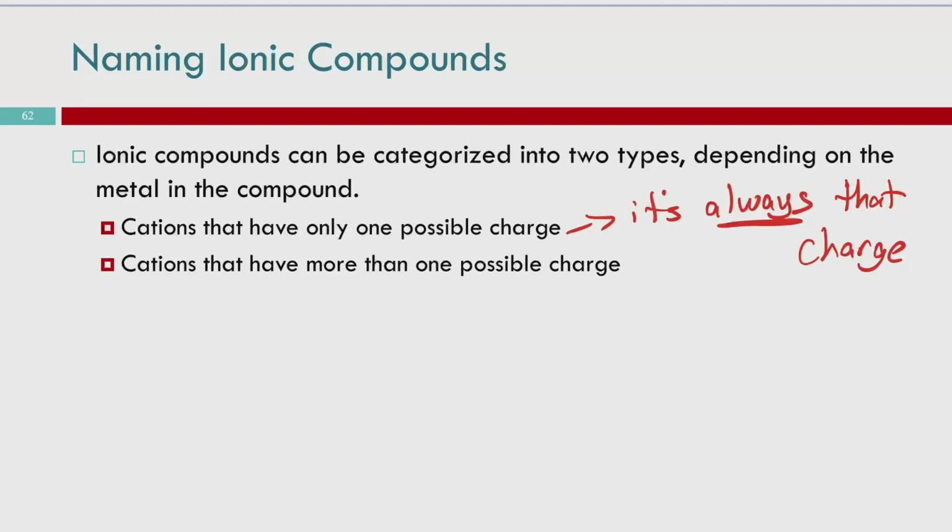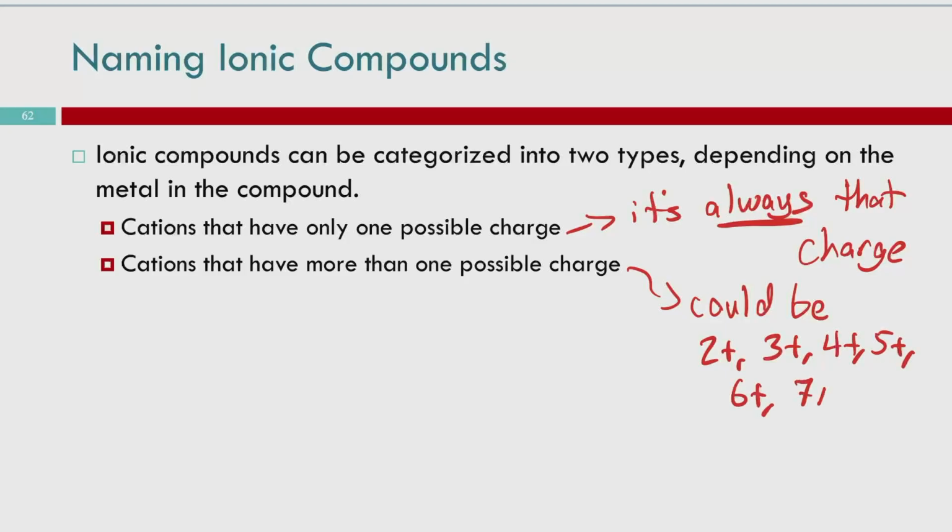We've also got things that have more than one possible charge. For example, could be 2+, 3+, 4+, 5+, 6+, 7+. There are a couple of elements that have all of those options. And so we wouldn't know just by saying what the element is, which of those charges it is. And so we'll learn how we specify that.